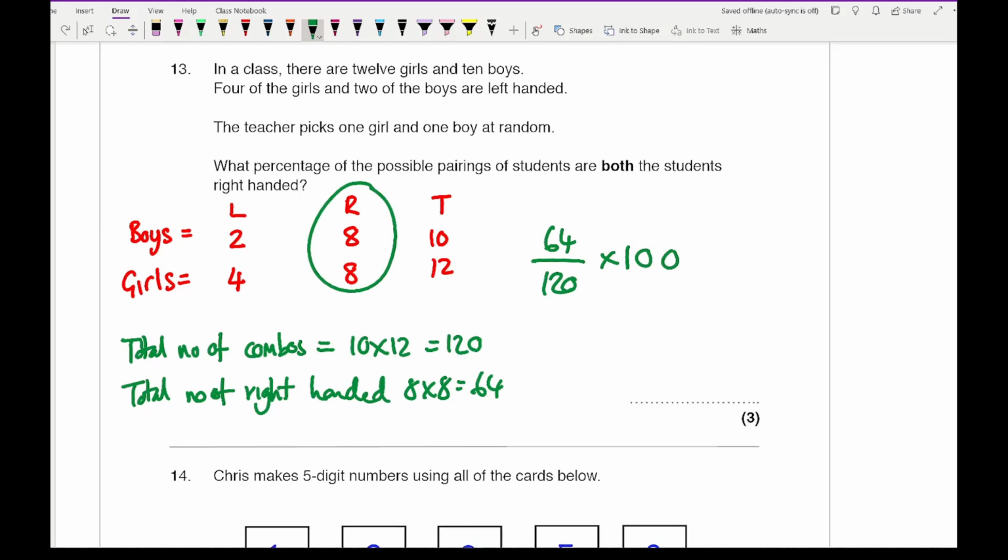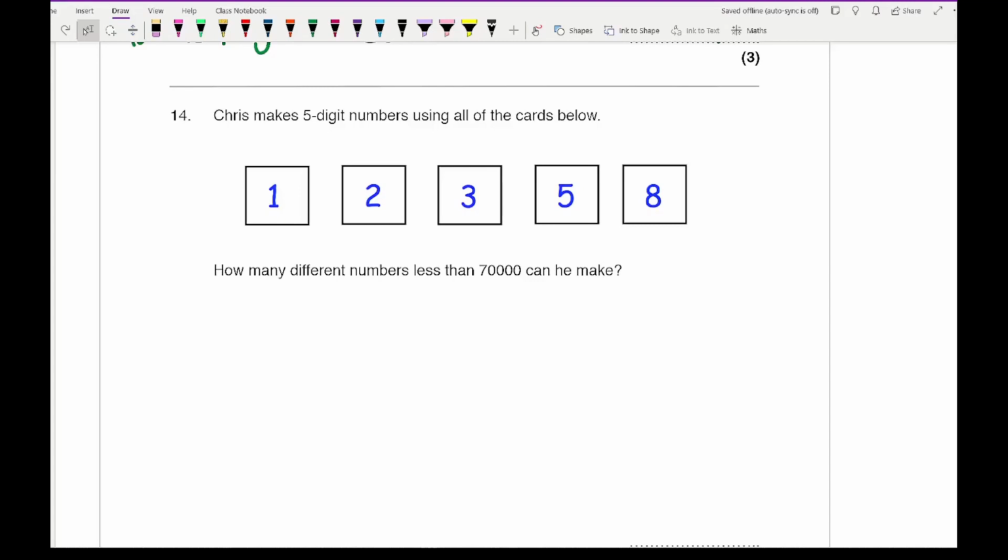And I get a percentage of 53.3%. And that's to 1 decimal place. Then moving on to question 14, it says Chris makes 5-digit numbers using the cards below. How many different numbers are less than 70,000?